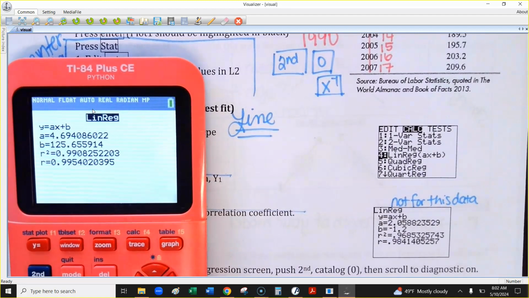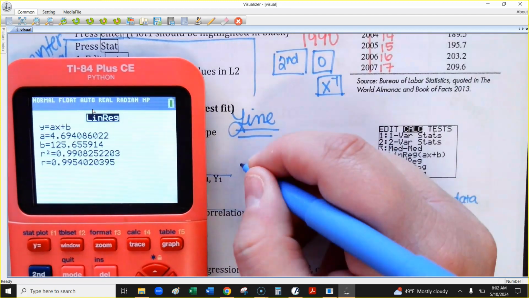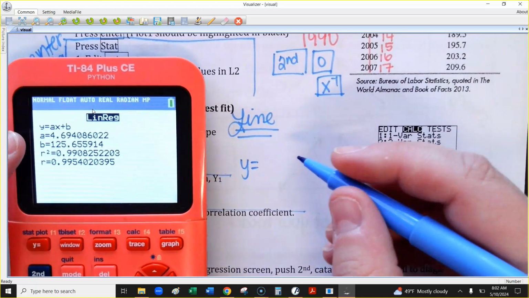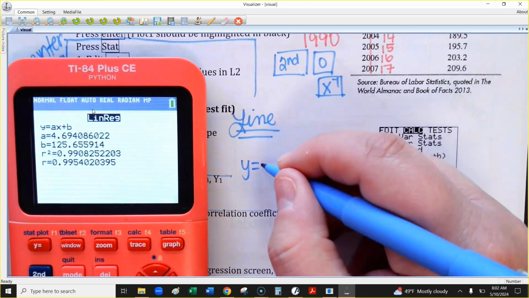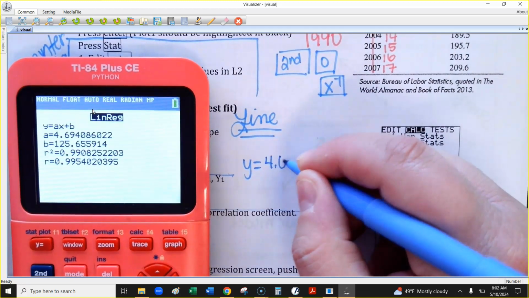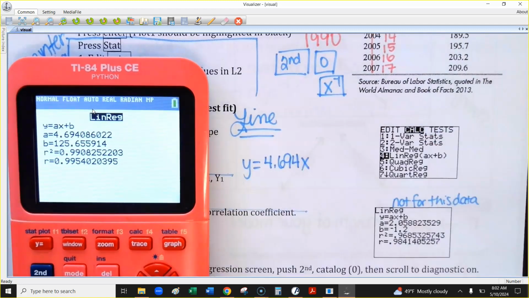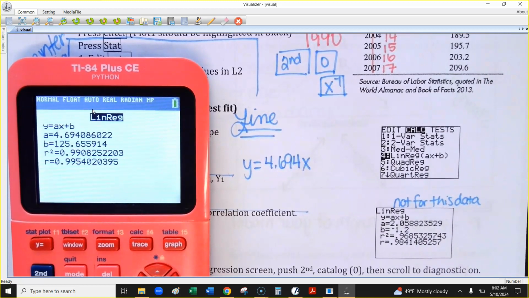mx plus b, they write it as ax plus b. So my actual equation that we could use to represent this data, basically the a is your slope. So I'm just going to go 3 decimal places. So I'm going to go 4.694, and then I would put the x. So you'd put the y and the x in, you're just going to replace the a and b with the values that they tell you.